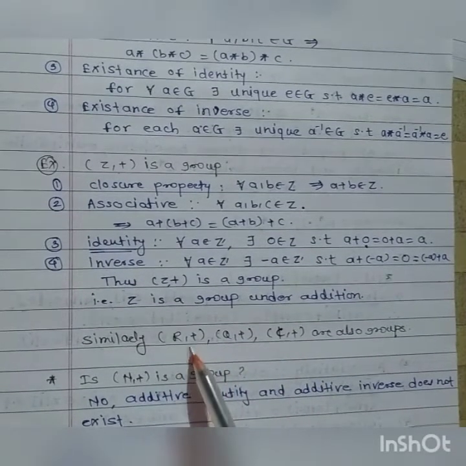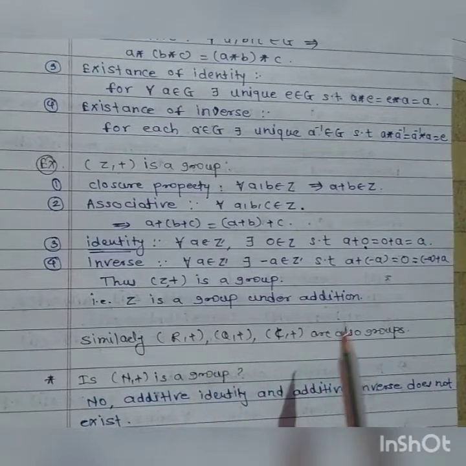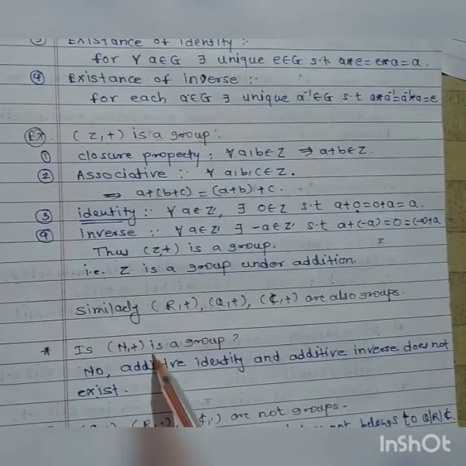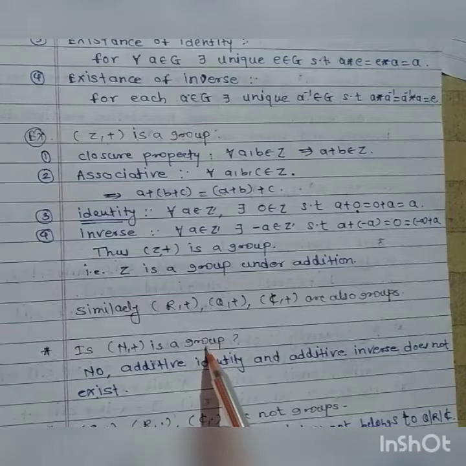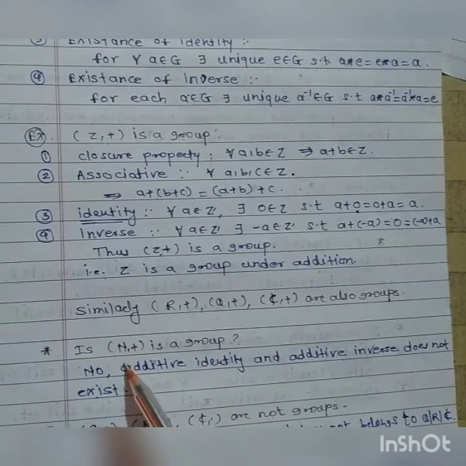Therefore, under the binary operation plus, these are also groups. Now, next is N plus. Is N plus a group? Now, N is nothing but the set of natural numbers.